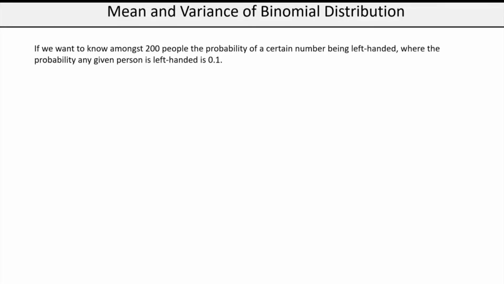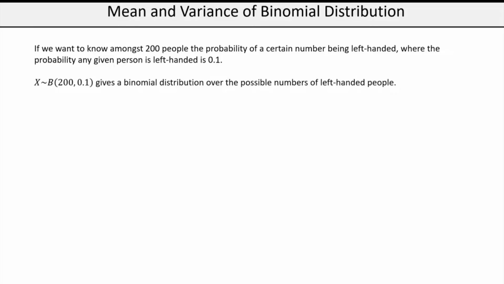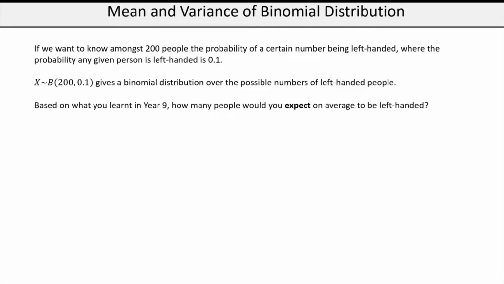But as a reminder, when finding the expectation, we first need to get the distribution. So looking along here, we have 200 people. We're checking to see whether or not they're left-handed. The probability of being left-handed is 0.1. So the distribution is x follows a binomial of 200 and 0.1. How many of these 200 people do we expect to be left-handed? The expectation is going to come from n multiplied by p, the number of trials multiplied by the probability. 200 times 0.1, we would expect 20 of these people to be left-handed.